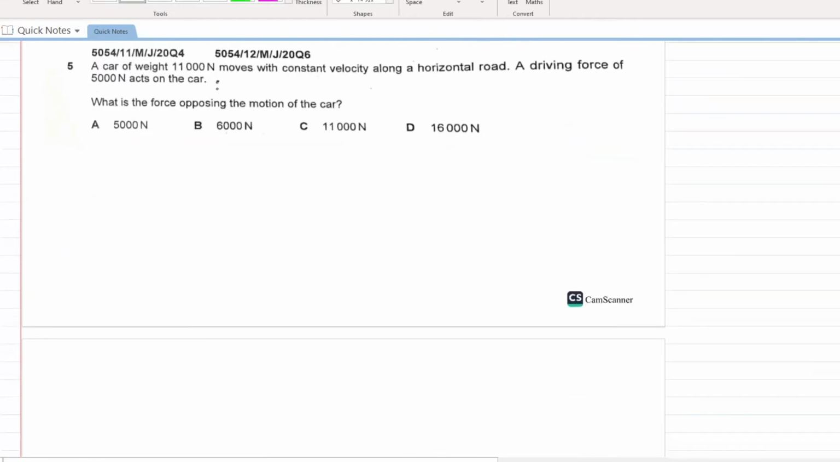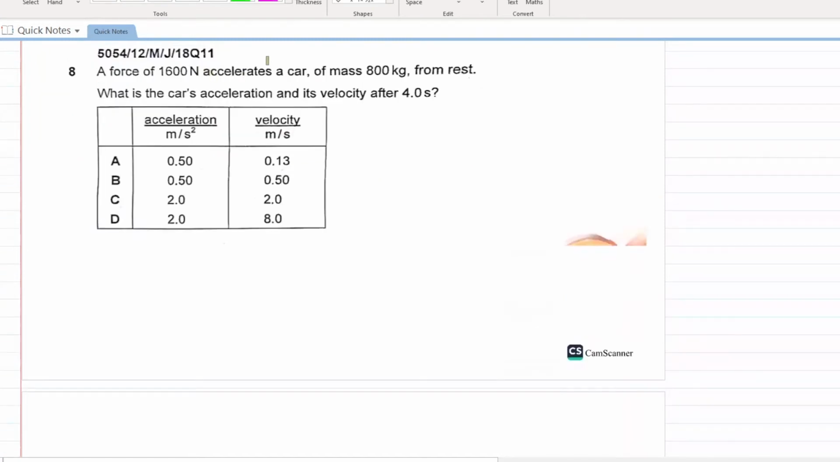Let's move ahead. A car of weight 11,000 Newton moves with constant velocity along a horizontal road. A driving force of 5,000 Newton acts on the car. What is the force opposing the motion of the car? So can you see again, constant velocity? Let's say this is your Bugatti and there is a forward force of 5,000 Newton. But you are traveling at constant speed. What will be the backward or opposing force? Same amount, that is 5,000 Newton. A is your answer.